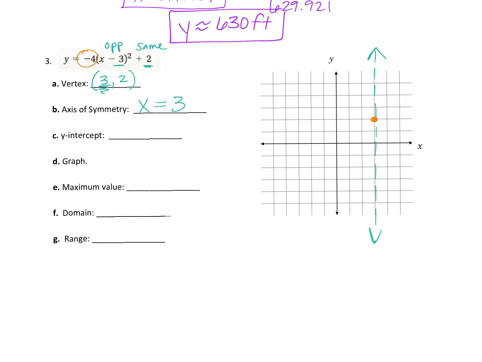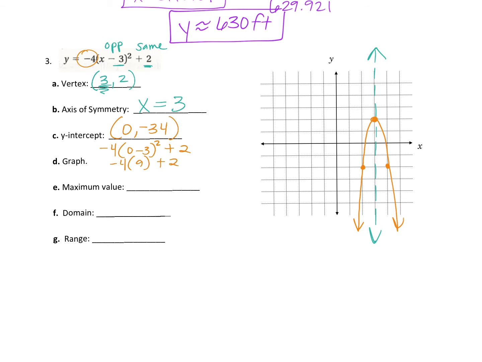This should open down because of that negative 4, which can be your next move. So from the vertex, 1, 2, 3, 4 down, 1 to the right, and 4 down, 1 to the left. So that'll be your graph. Your y-intercept in this form is when you plug in a 0. So -4 times 0 minus 3 squared plus 2. So it's going to be 0 something. Simplify that, you get 9. So -4 times 9 plus 2. So -36 plus 2 is a -34.